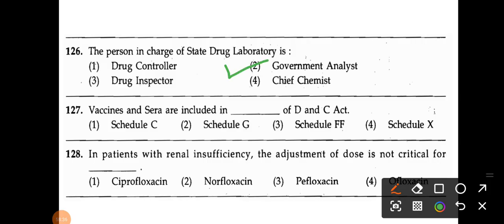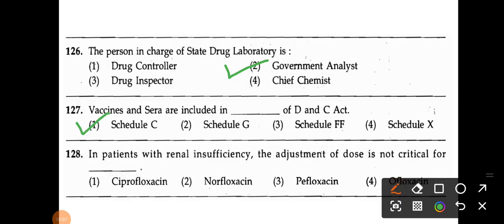Vaccines and sera are included. Again the question is from pharmaceutical jurisprudence. Three to four questions they have asked on the schedules only, right? I think two questions are from schedule V or schedule T they have asked, and again they are asking for vaccines and sera. So these are the biological preparations, and the options are schedule C, schedule G, schedule FF, schedule X. Okay, so the correct answer is your option C.